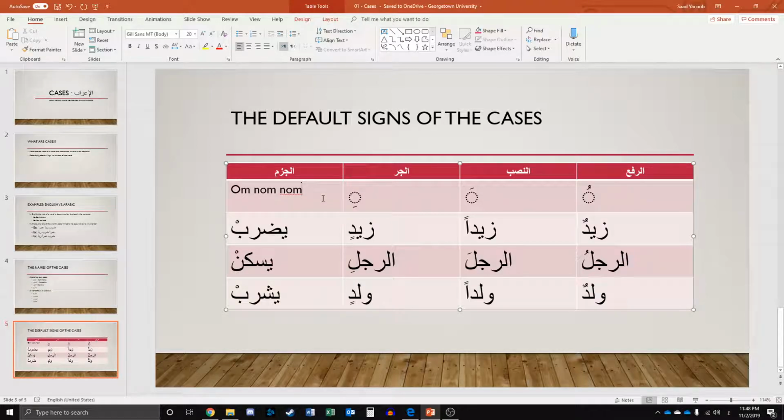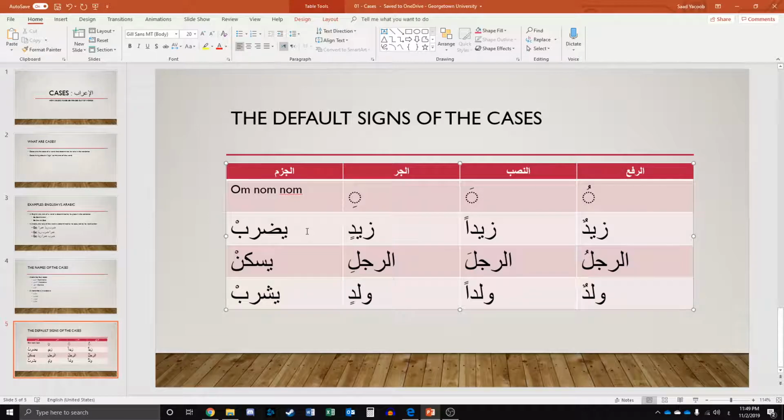the sign of it is that it eats the sign at the end of the word. And the jazm is only for verbs, so you can see that it's only verbs here. So yadribu will become yadrib. Yaskunu will become yaskun. Yashrabu will become yashrab. So it just goes nom nom. It just eats the sign at the end of the word.